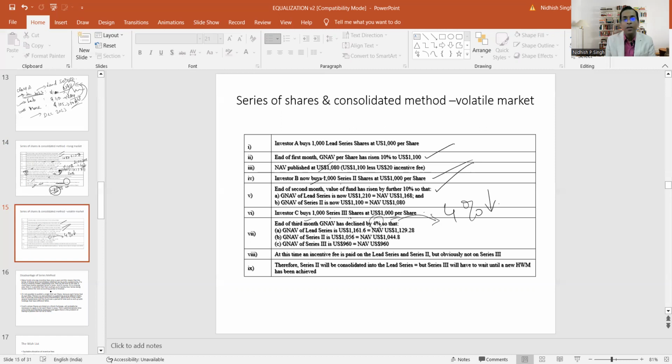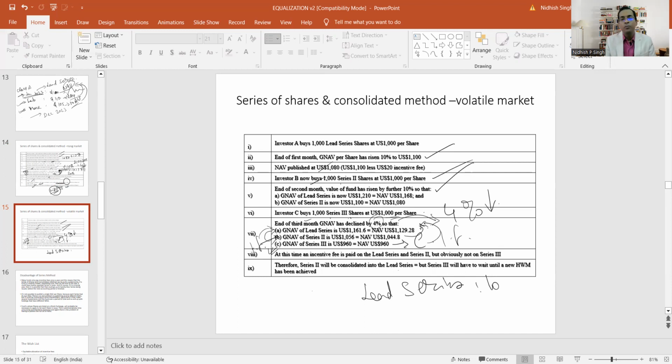In this case, since series C will not pay any incentive fee, it cannot roll into the lead series. Series 2 can still roll into the lead series. So series 2 will be consolidated into the lead series because series 2 is making profit, it has paid the incentive fee, and it can roll into the lead series, but series C cannot roll into the lead series. So that is the way we do the roll forward into lead series, and that is the mechanics of the series accounting as well.